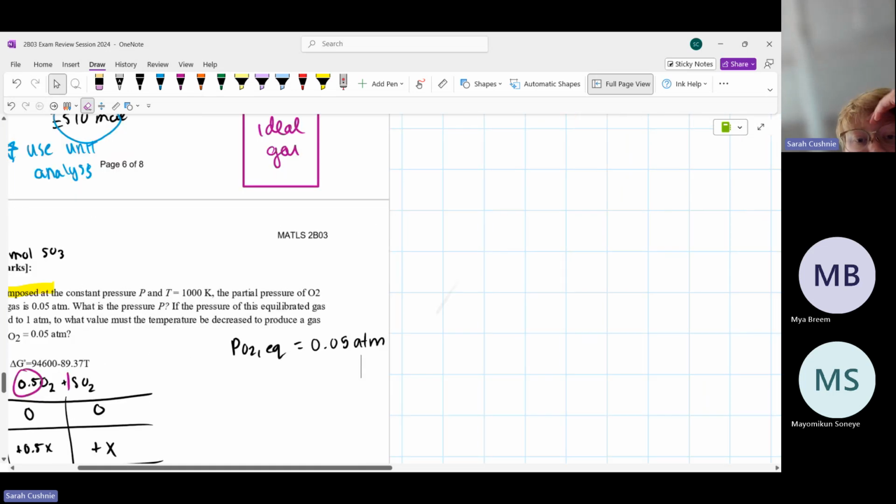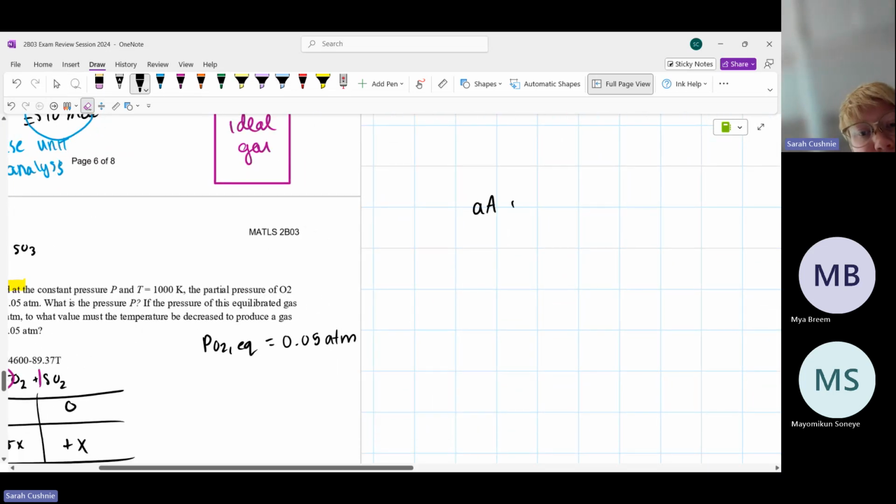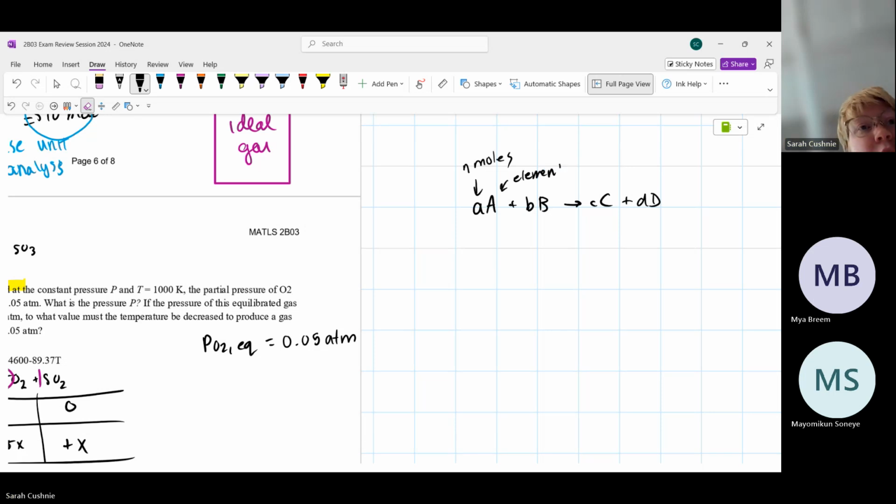So given, just in general, aA plus bB is equal to cC plus dD, where lowercase is the number of moles and uppercase is some sort of element, we know that we can form the reaction constant, which is equal to the partial pressure of big C to the power of small c, times the partial pressure of big D to the power of small d, all over the partial pressure of big A to the small a, times the partial pressure of big B to the small b.